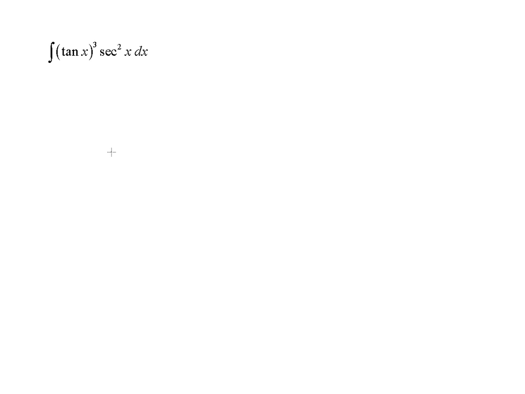Okay, here we have an indefinite integral involving trig, and we're going to use some u-sub. So what are we going to set u equal to? First of all, let me read the problem. It's the indefinite integral of the tangent of x cubed times the secant squared of x dx. So what do I set u equal to?